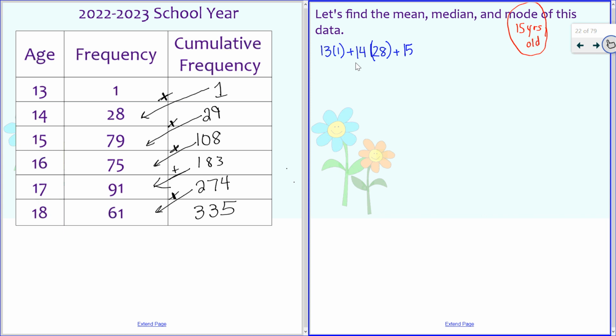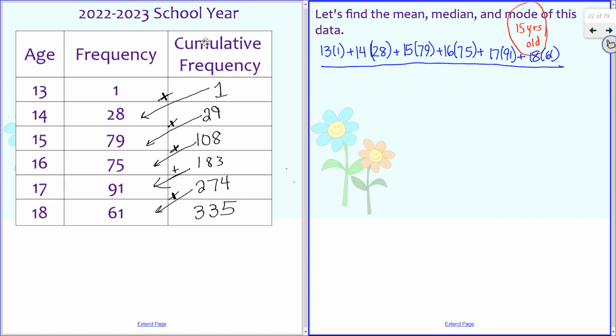So we're doing 15 and we have 79 15-year-olds. And then we are doing 16 and we're representing all 75 of our 16-year-olds. And then we're doing 17 and we're doing all 91 of those. Those are juniors or seniors. And then we're doing our 18-year-olds and all 61 of those. And then we will take that number that represents the sum of all the ages of all of our upper school students, and we're going to divide that by the total number of upper school students.